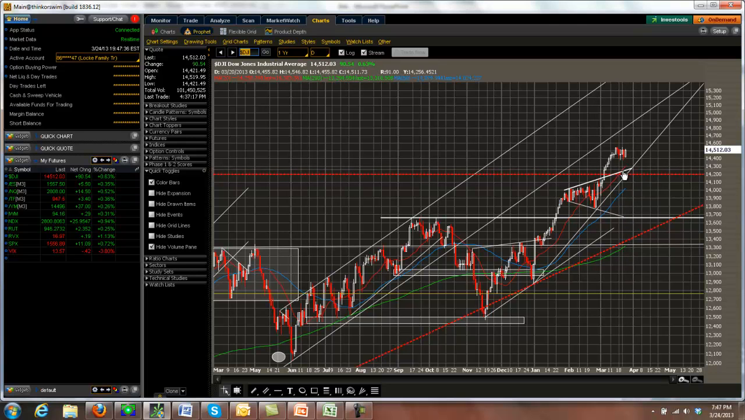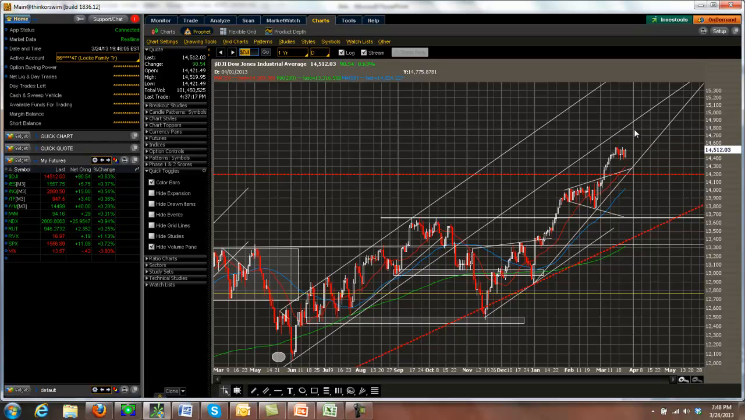This would be the level I would be looking for: the 20 moving average, trend line support for a pullback, looking for the 14.3 area, possibly a touch lower. And to the upside, I'd look for the backside of this trend line up here in the 14.8, 14.9 area. So we're going to be pushing 15,000 fairly soon if this keeps up.